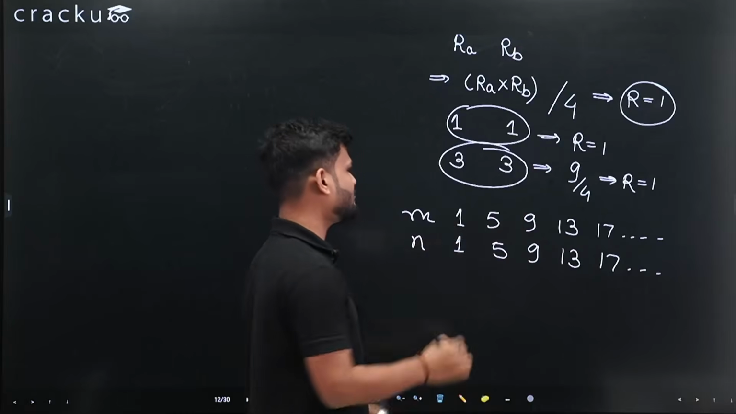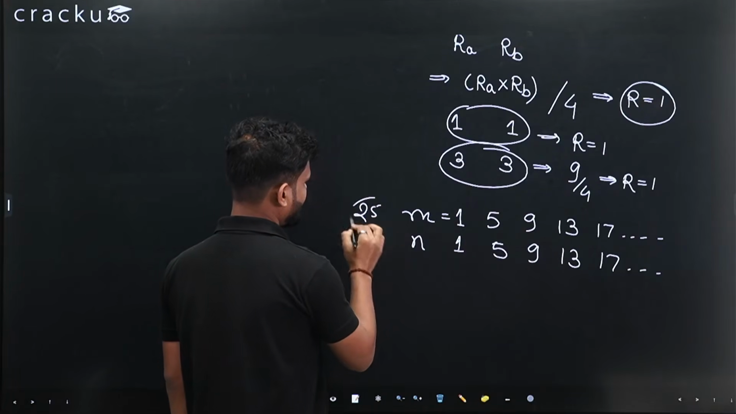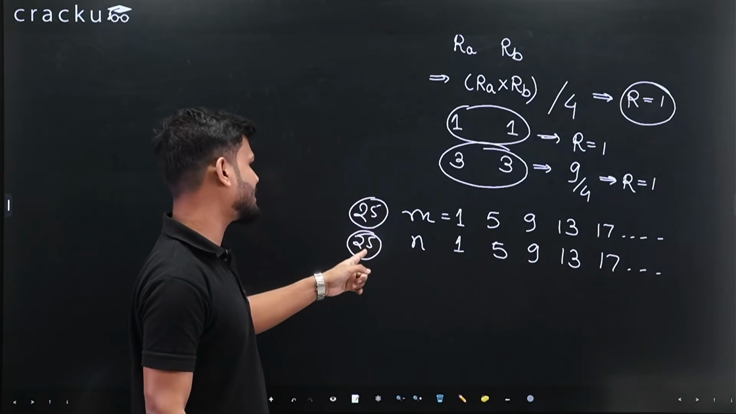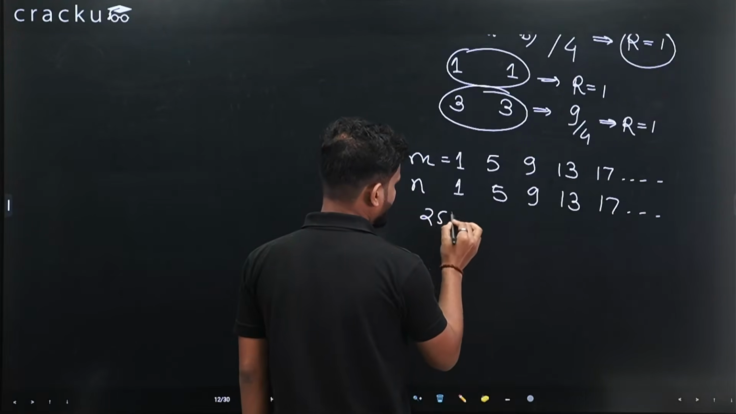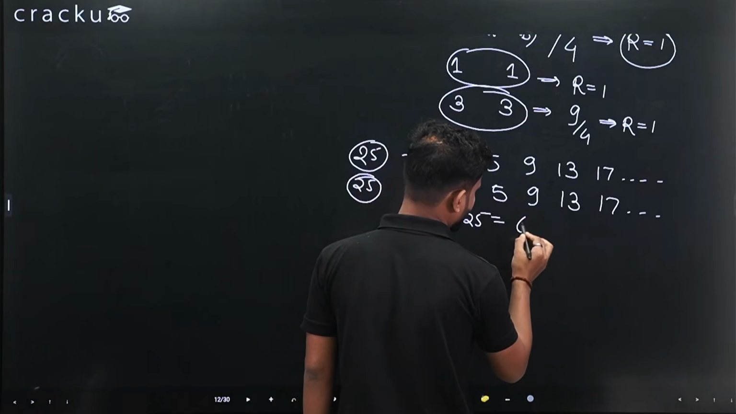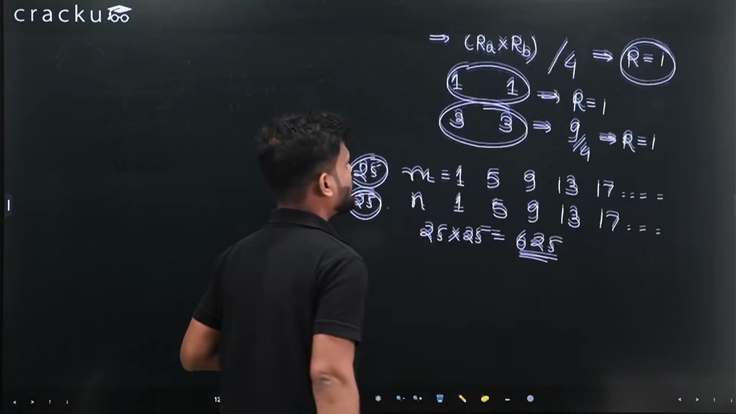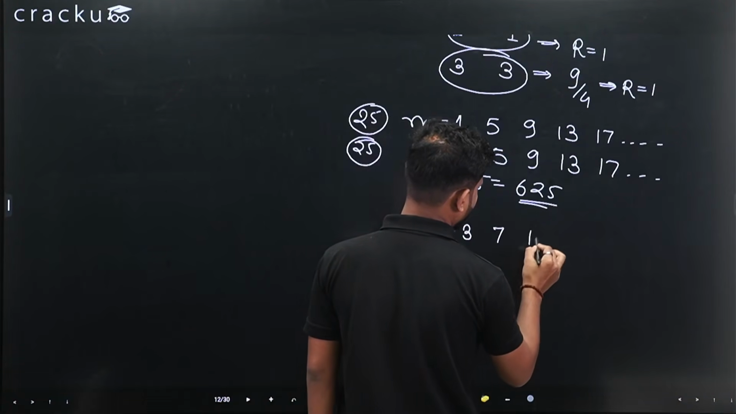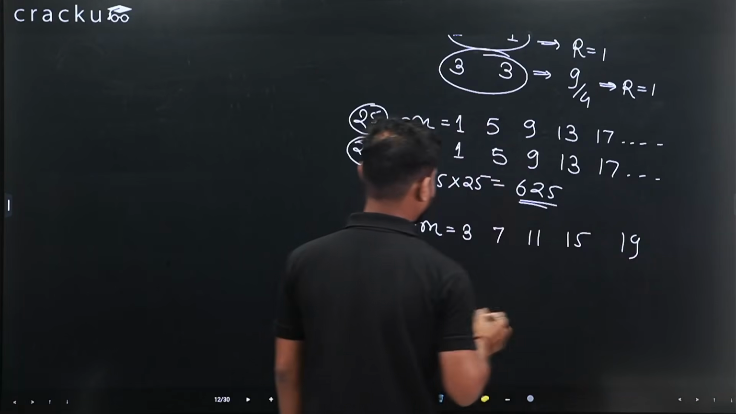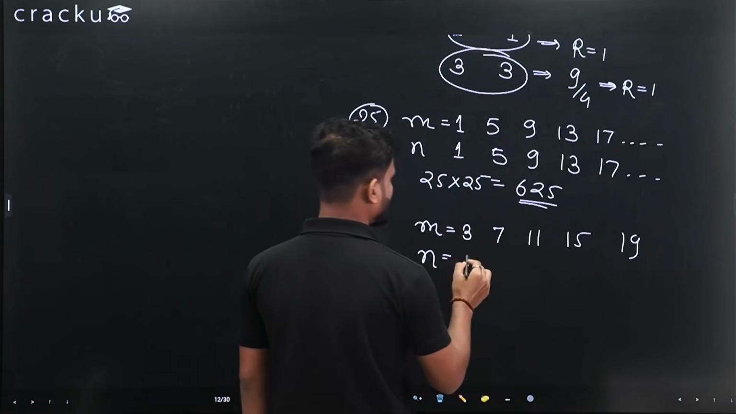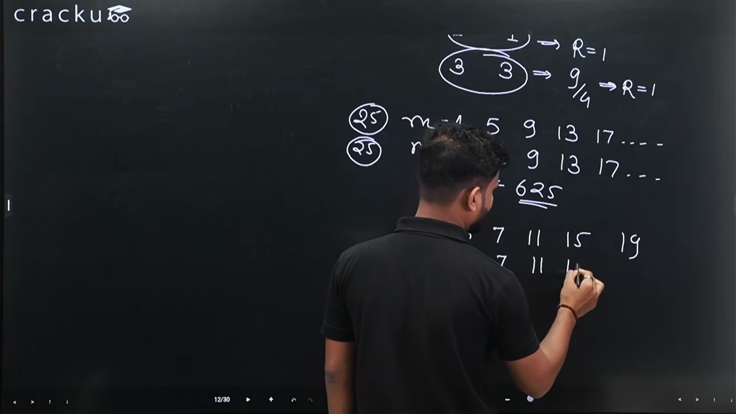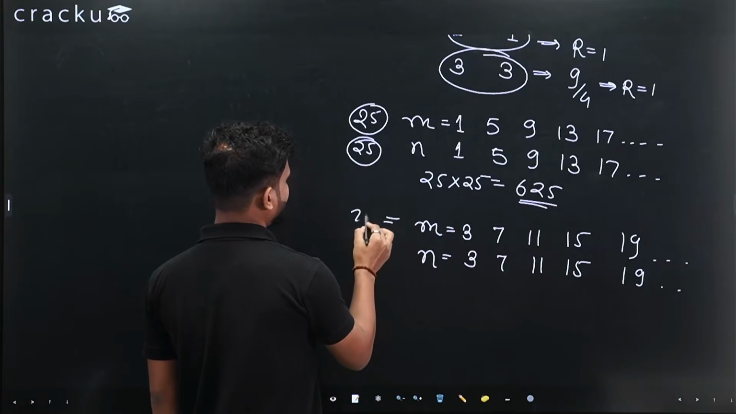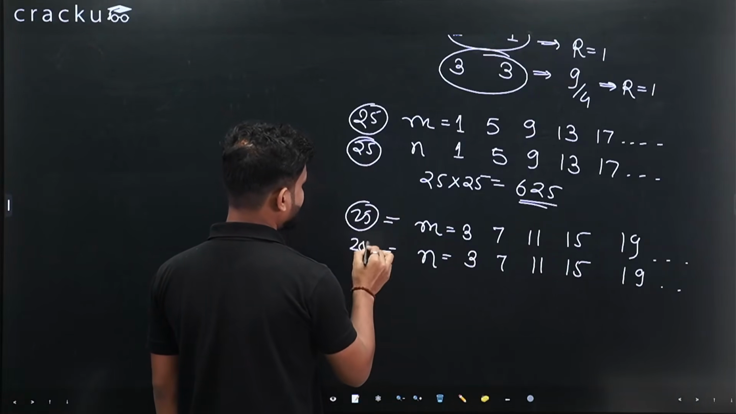Up to 100, the number of such numbers is 25, and the number of such numbers is 25. So you can choose one number from these 25, the other number from these 25. So there are 25 into 25, 625 choices. Now, when the remainder is 3, then m can be 3, 7, 11, 15, 19. N should also leave the remainder of 3. So n can be 3, 7, 11, 15, 19 and so on. And up to 100, there are 25 such numbers. Here also there are 25 such numbers.